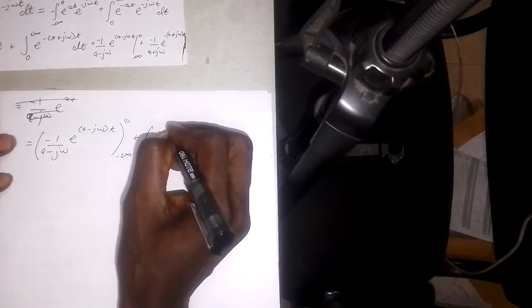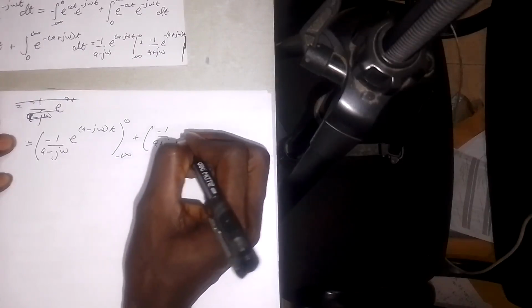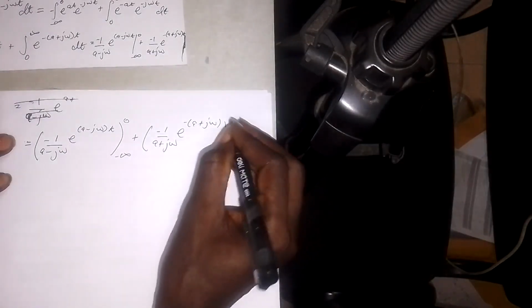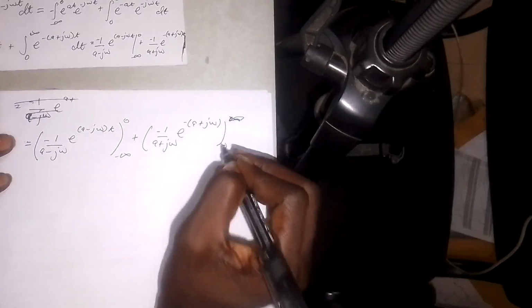So this is basically what I was going to write: minus 1 over a minus j omega into e exponent a minus j omega t, with the limits minus infinity and 0, plus minus 1 over a plus j omega into e exponent minus a plus j omega t, with the limits 0 and infinity. Basically that is what I'm going to have over here.